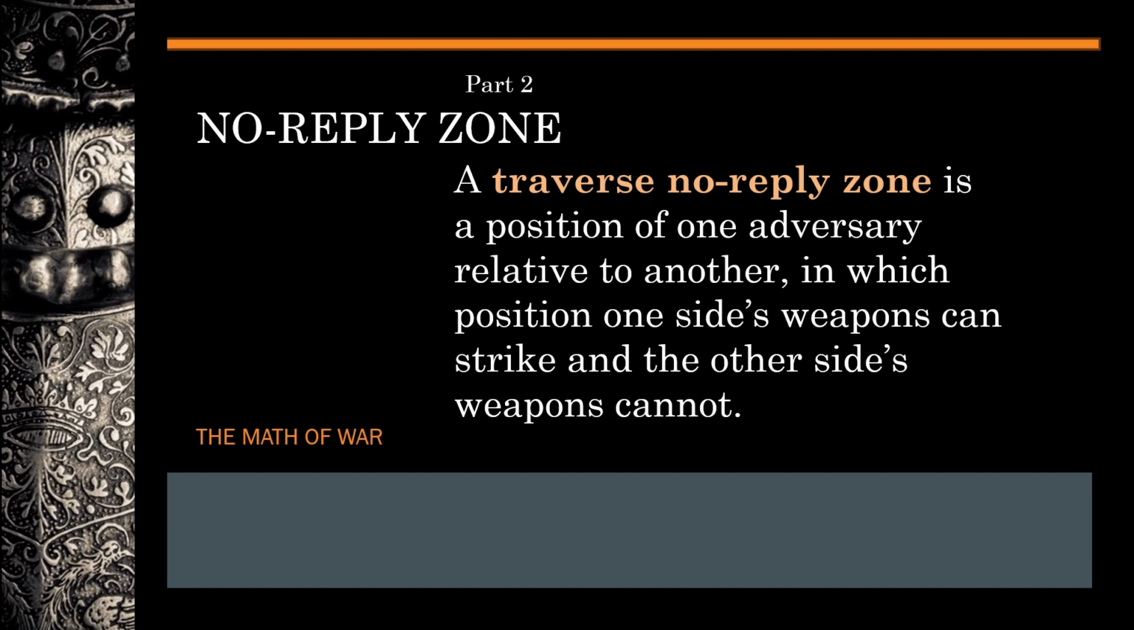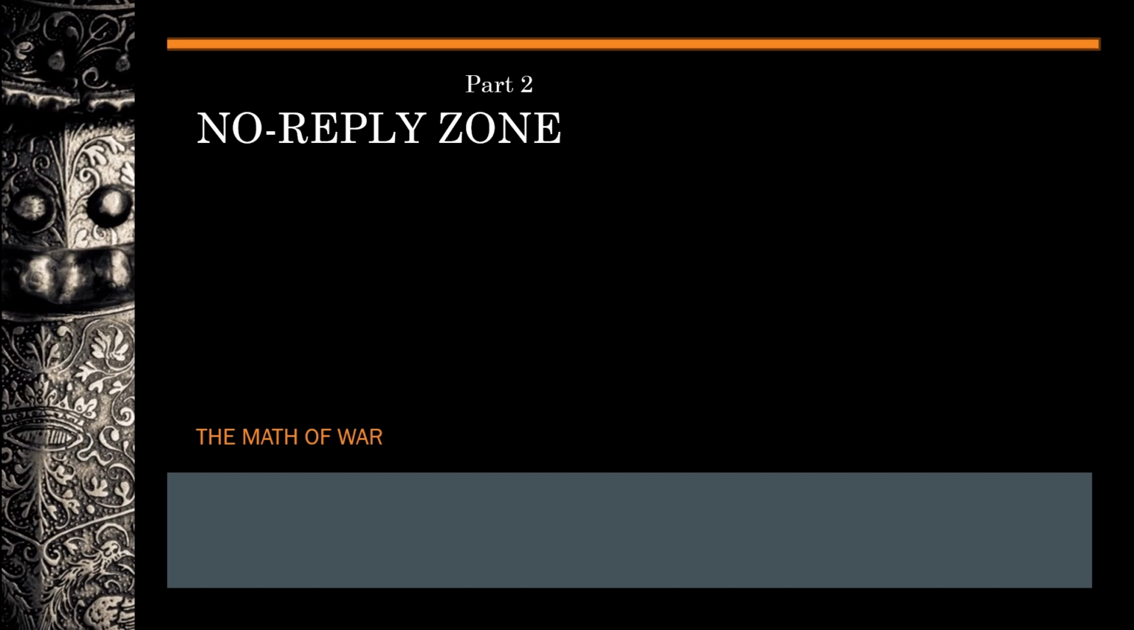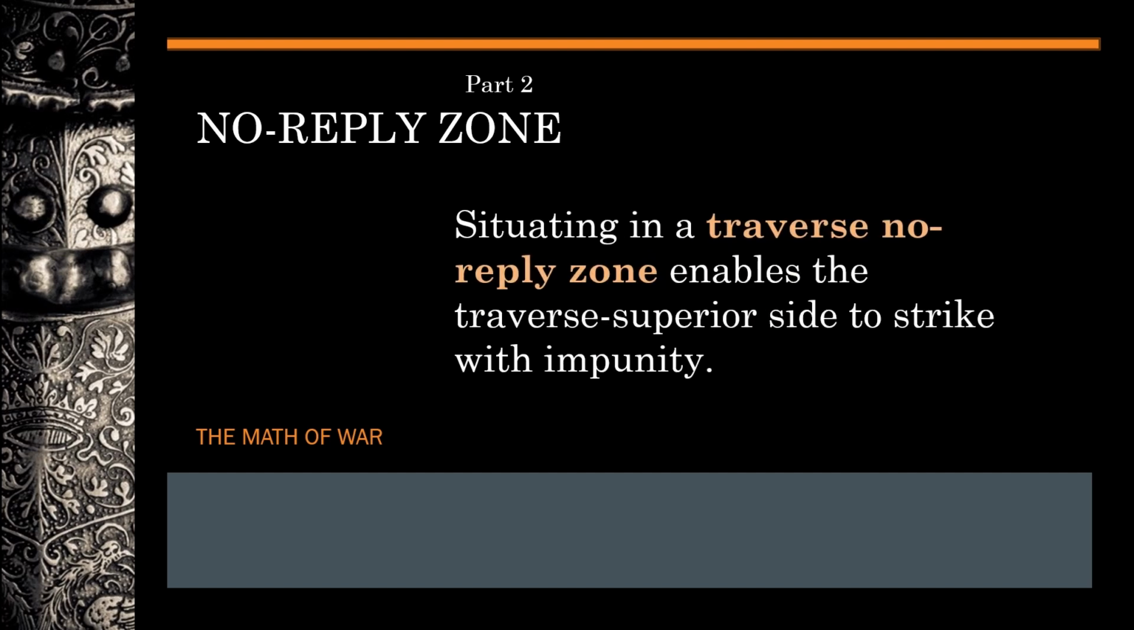Specifically, a traverse no-reply zone is a position of one adversary relative to another in which position one side's weapons can strike and the other side's weapons cannot. From this observation, we can extract a decision-making tool or a mental machine, as elsewhere in the Math of War series. Situating in a traverse no-reply zone enables the traverse-superior side to strike with impunity.